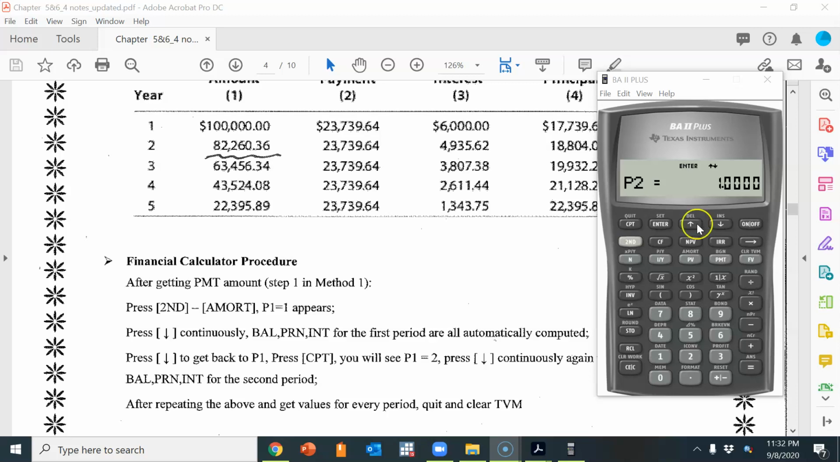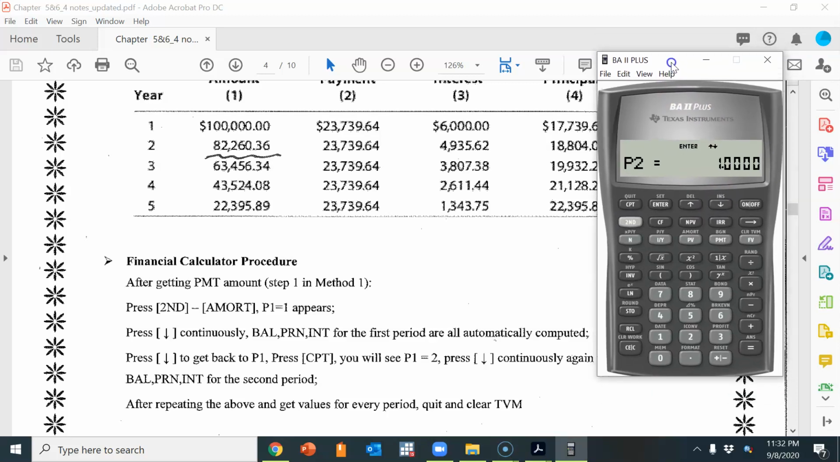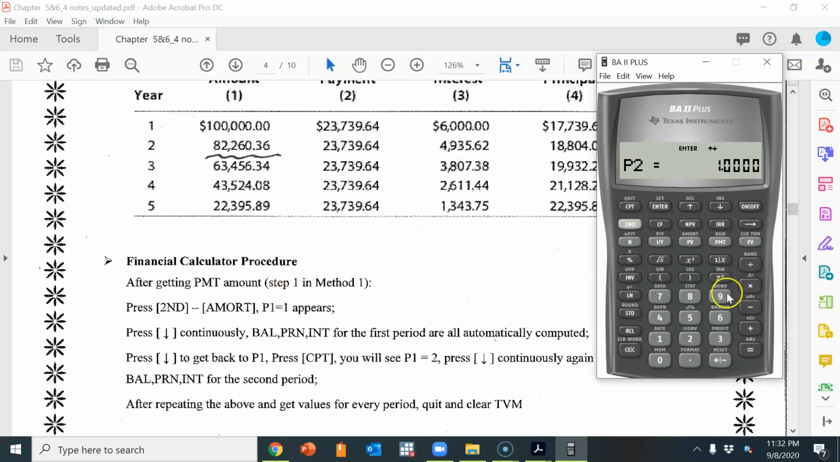Okay, so to make sure we have the right inputs on the calculator, let's repeat the first step again. Let me first press second quit, to quit the amortization table. Let's repeat the first step. Let me press 5 and 6 as interest rate, 100,000 as PV, 0 as future value. Compute for payment. This is how we get 23739.64 as the total annual payment for each year.